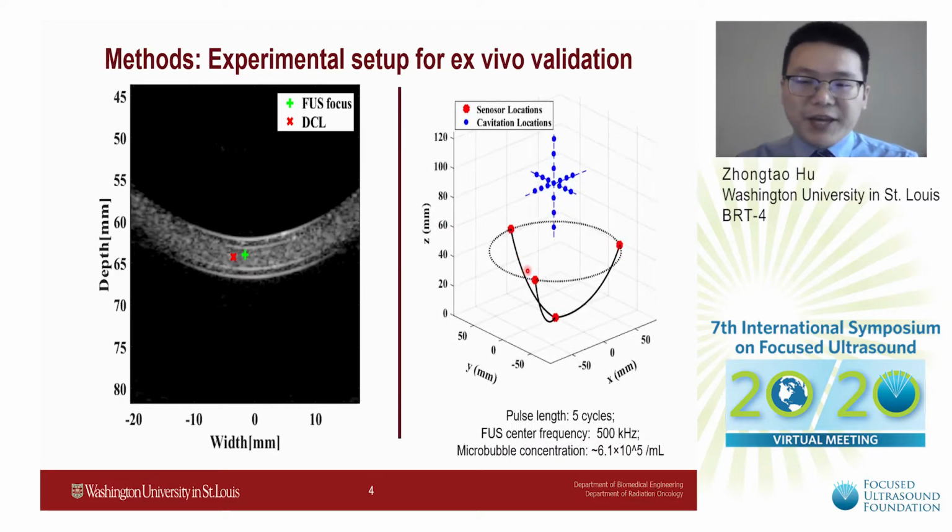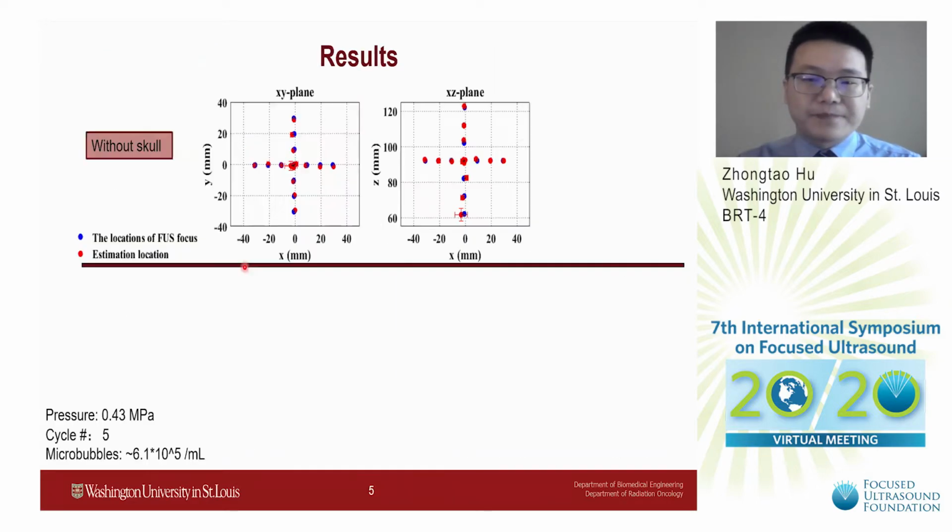We carried out an ex vivo experiment to evaluate the accuracy of the DCL method. The FUS transducer and the tube were moved by a 3D positioner to different locations in 3D space. The locations of the FUS focus are represented by those blue dots. Then, we estimated the cavitation localization using our DCL method and quantified the offset between the estimated location and the FUS focus. Here are the results shown in the XY plane and XZ plane.